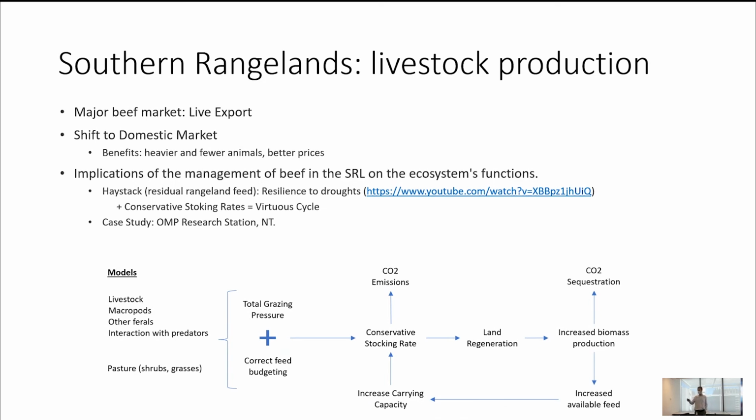To do that, we have to model different things: livestock, macropods, other ferals, that interaction with the predators, if there are any, and also the biology of the pastures, which is not easy. So that's what I have been working on. That's all. Okay. Any questions?